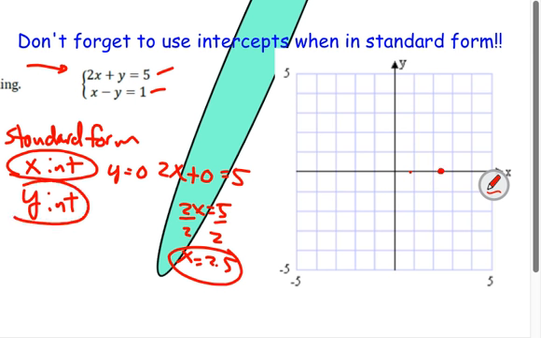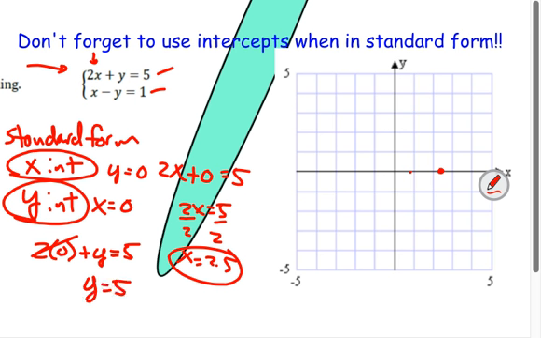My y-intercept is when x is equal to 0. So for the same equation, I'm going to plug 0 in for x right here and get 2 times 0 plus y equals 5. Well, 2 times 0 is 0, and I end up with y equals 5 for my y-intercept. Y-intercept, 1, 2, 3, 4, 5. And then you draw a line through it, and that's one way you can do it.